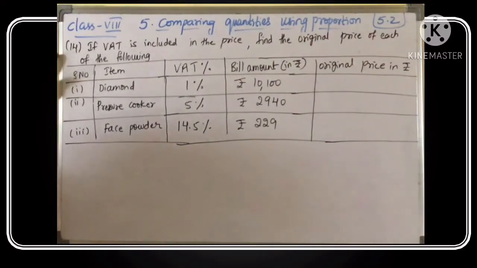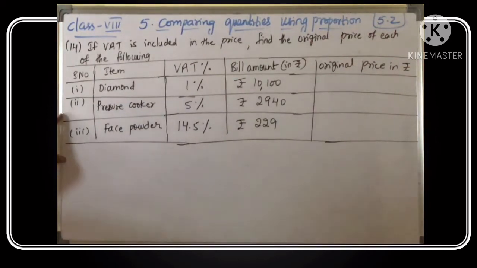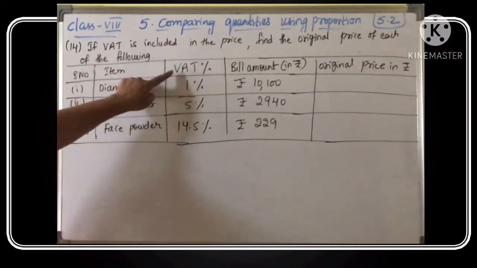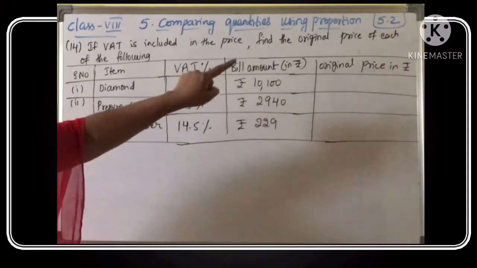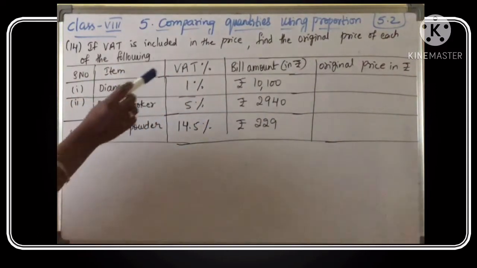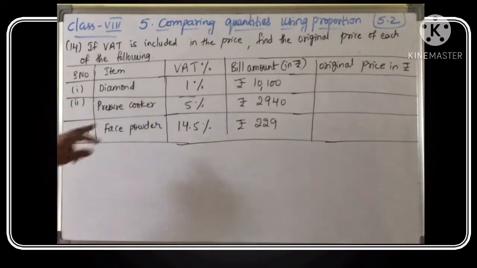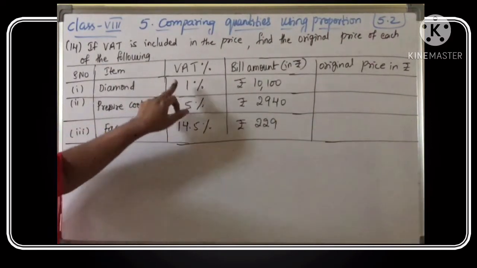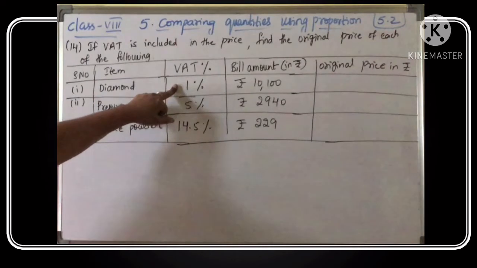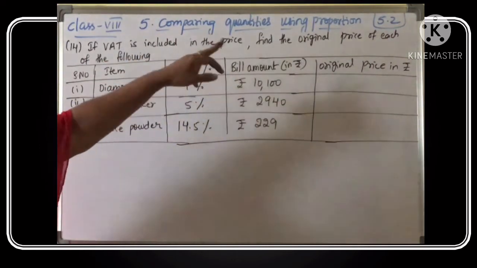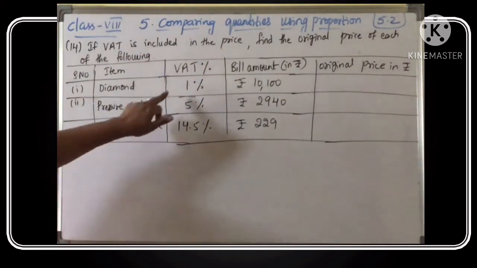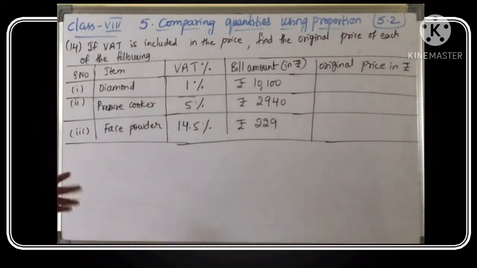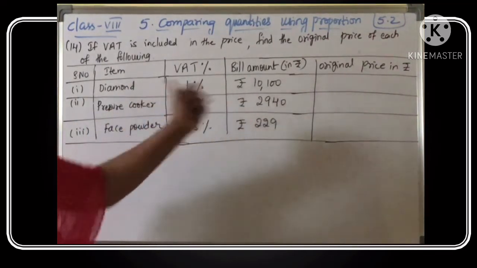Coming to the 14th question, children. If VAT is included in the price, find the original price of each of the following. Here is the table given: item, VAT percentage, bill amount in rupees and original price. Original price is nothing but the price without the VAT percent. Since VAT is included in the price, to find the original price we have to remove the VAT from the bill amount.